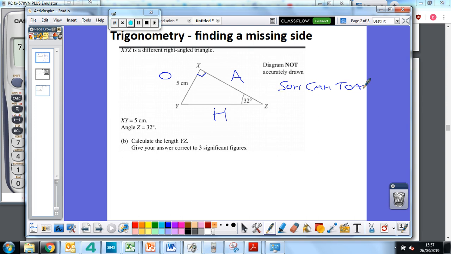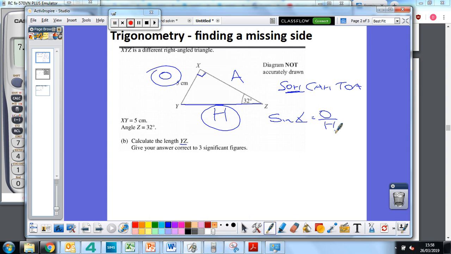Now, they're asking us here to work out the length YZ. That's this one here. So we want the hypotenuse, and we know the opposite, O and H. In this case, we're using sine. We write out the formula: sine of the angle equals opposite over hypotenuse. And now we put in the numbers we know.